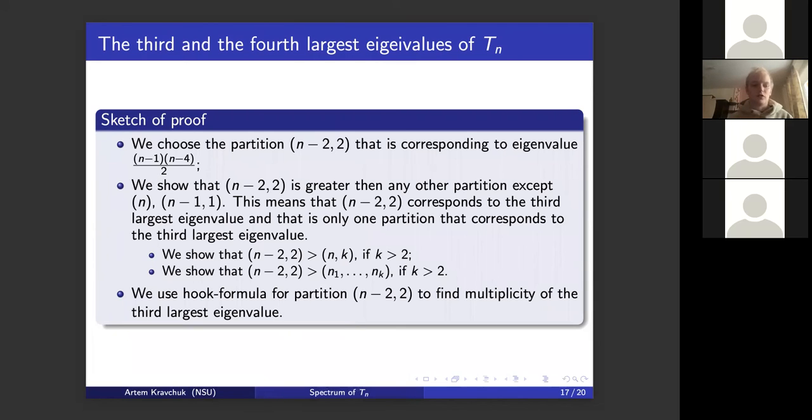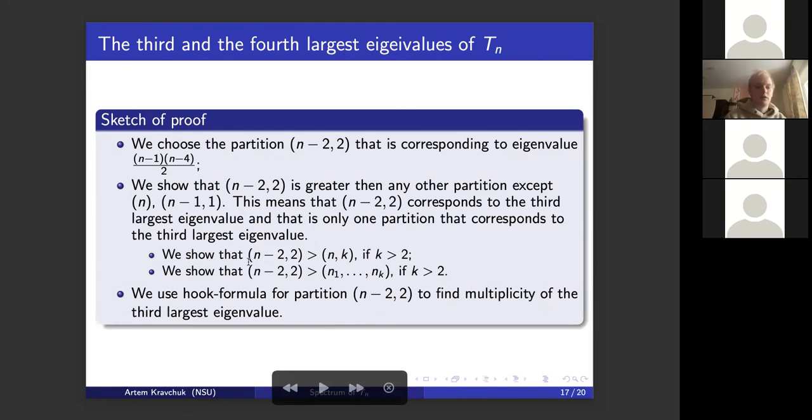This partition corresponds to this eigenvalue, and this value is our candidate for the third largest eigenvalue. Next, we'll show that (n-2, 2) is greater than any other partition except n and (n-1, 1). Partition n corresponds to the largest eigenvalue, and partition (n-1, 1) corresponds to the second largest eigenvalue. If we prove this fact, it will mean that (n-2, 2) corresponds to the third largest eigenvalue, and that it is the only partition that corresponds to it.